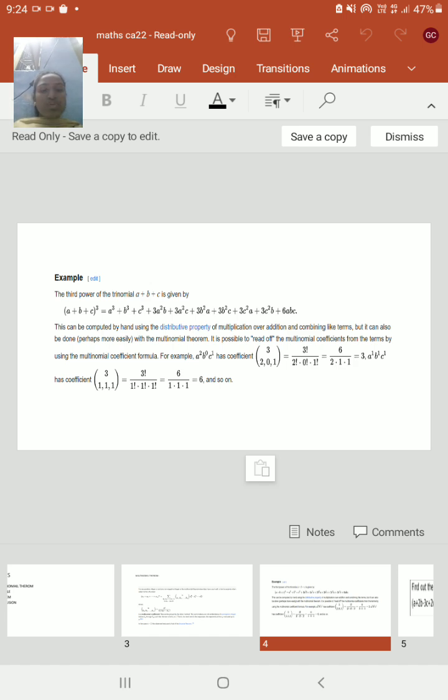It is possible to read all the multinomial coefficients from the terms by using the multinomial coefficient formula. For example, a square b power 0 c power 1 has coefficient 3 choose 2, 0, 1, which is 3 factorial by 2 factorial into 0 factorial into 1 factorial. 3 factorial means 3 into 2 into 1, and 2 factorial means 2 into 1. So if you calculate, we will get 3. a power 1 b power 1 c power 1 has coefficient 3 factorial by 1 factorial 1 factorial 1 factorial, that is 6, and so on.